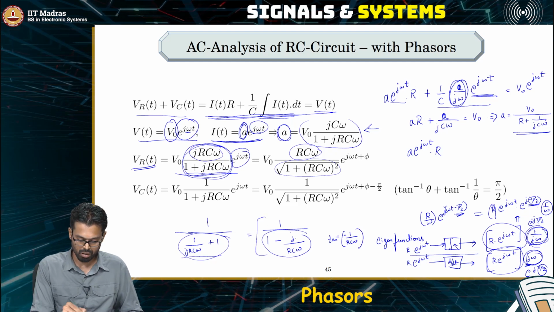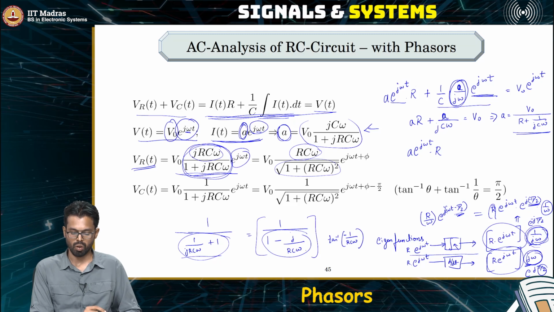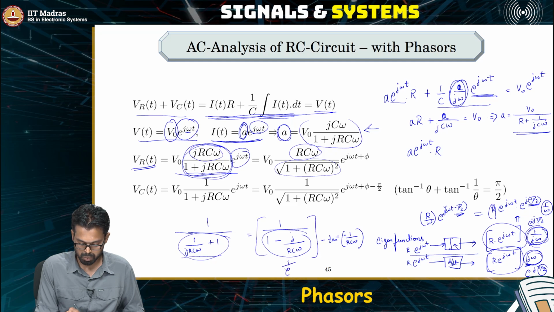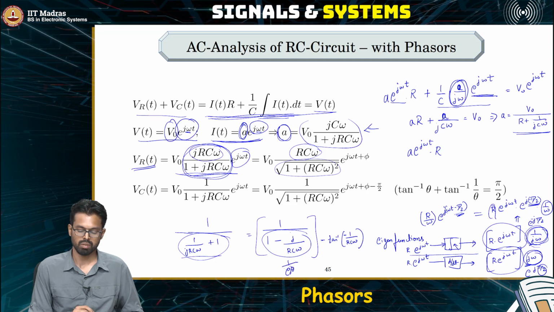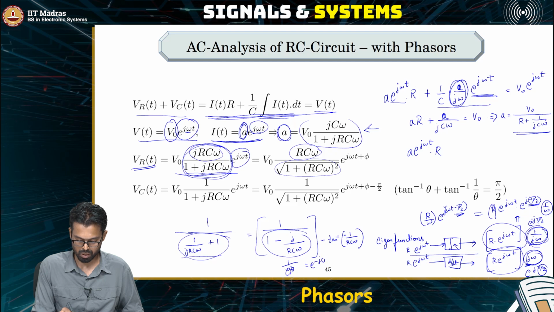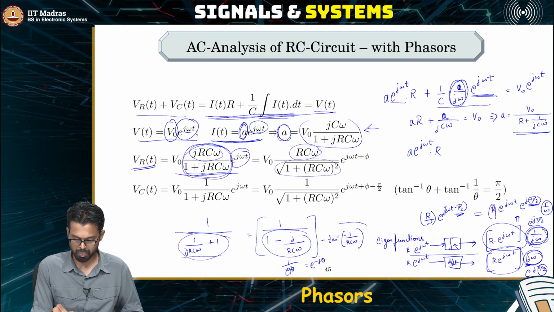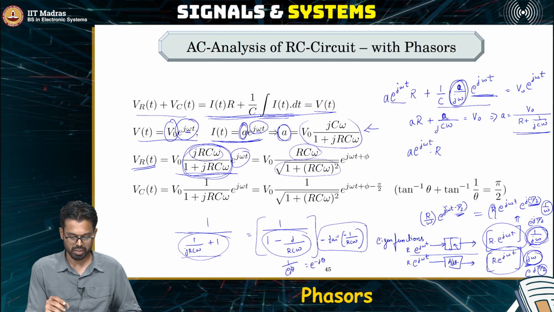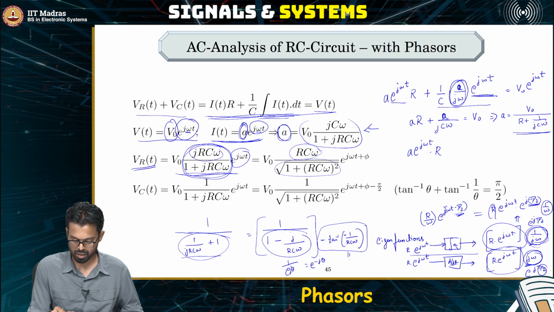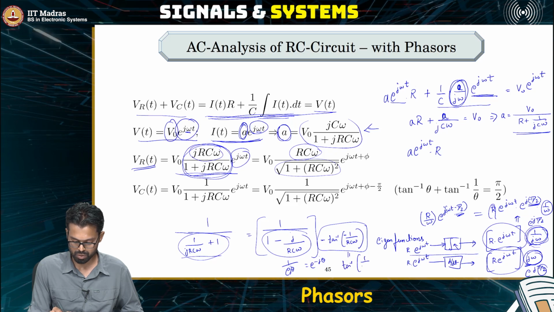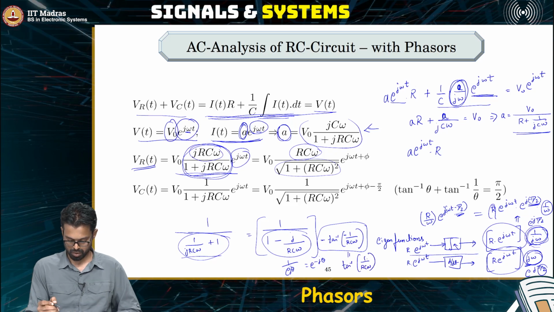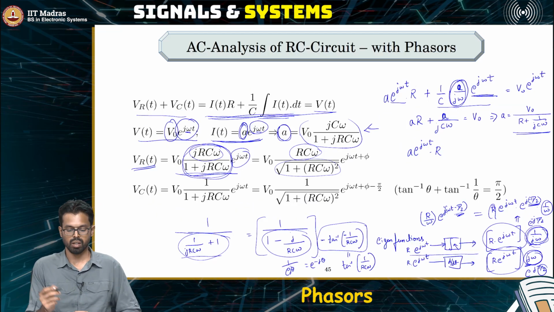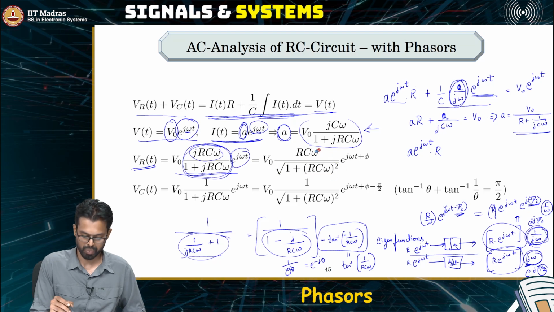For this entire complex number, all you have to do is just multiply with a -1, because this is 1 by e power j theta. So this is equal to e power minus j theta, right? So all you have to do is just get the phase by multiplying with a -1, which gives us nothing but tan inverse of 1 by rc omega, which exactly was what we had here, right? So we get exactly the same expression as before.